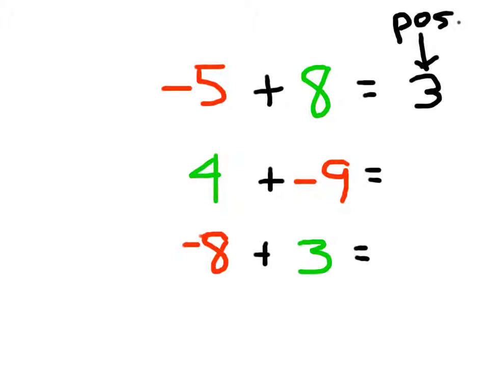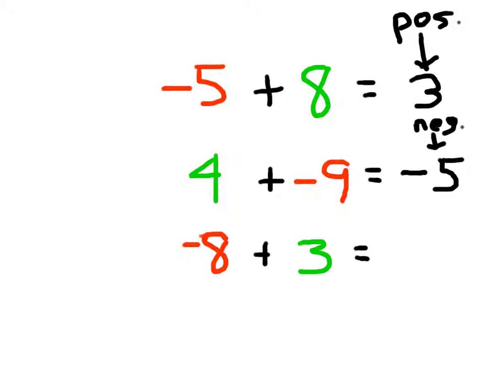Now, for our next problem here, we look at this 4, and we compare it with the 9. Since 9 is bigger than 4, then our answer is going to be negative. We've got a negative answer here. And then all we do is we take 9 and 4, we subtract them, take the bigger one minus the smaller one, 9 minus 4, which is 5. And so 4 plus negative 9 is negative 5.